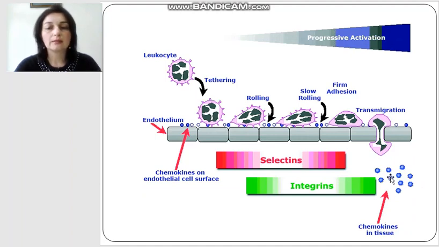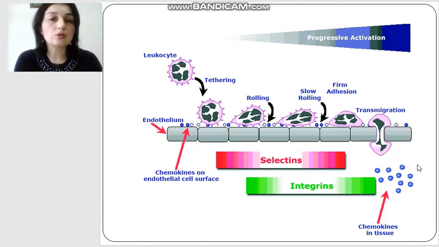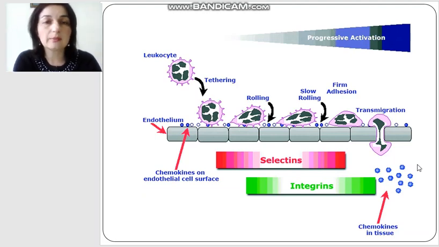Here, they will release from their granules antibacterial substances which will kill bacteria. Then they will phagocytose that bacteria because they have on the surface receptors for the Fc fragment of antibodies, then of the complement proteins. Due to this receptor, they will be able to phagocytose that bacteria.